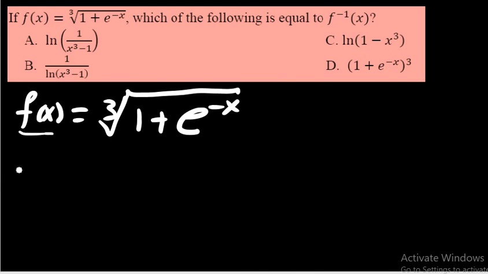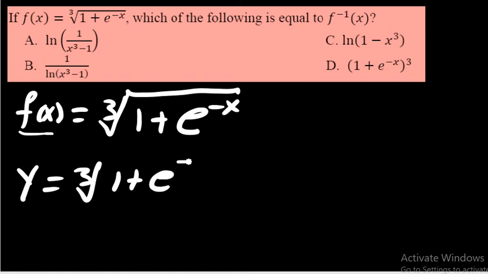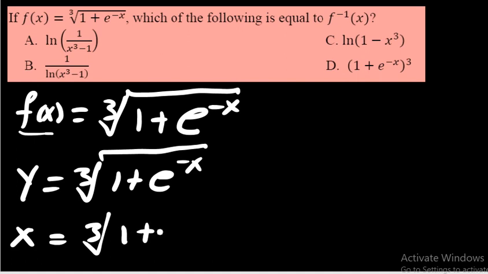In place of f of x, write y equal to the cube root of 1 plus e to the power of negative x. Then in place of y, write x. x is equal to the cube root of 1 plus e to the power of negative y. Interchange the places of x and y. And then our objective is to make y the unknown.